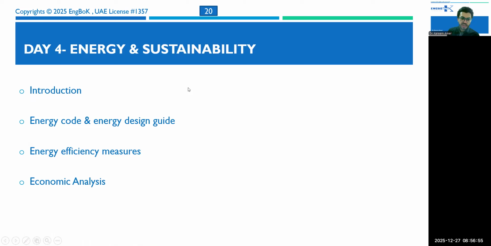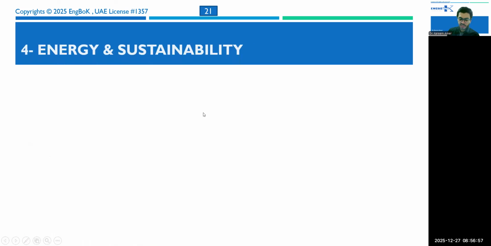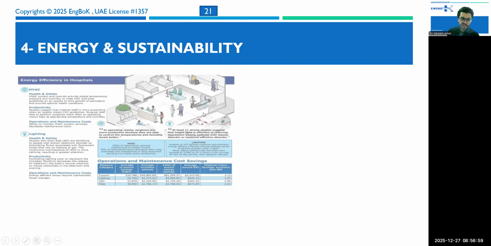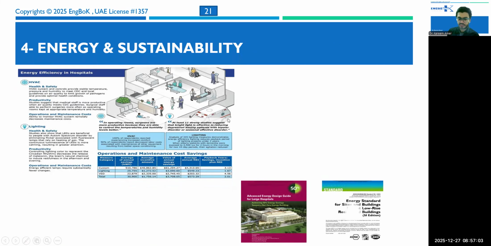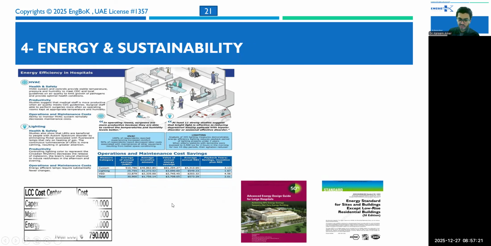Day number 4, energy sustainability. We have introductions about energy sustainability, energy efficiency measures, especially in HVAC systems, lighting, plumbing, and so on. ASHRAE Standard 90.1 for energy efficiency, prescriptive and cost budget methods or performance rating. If you need more efficiency, like 30% or 50% more than standard, you can go to the Advanced Energy Design Guide by ASHRAE for large hospitals and small hospitals.